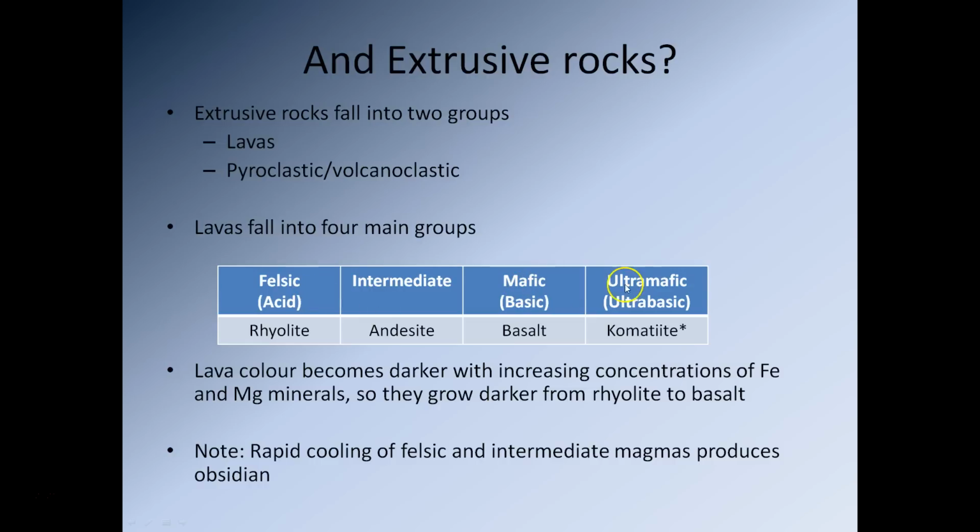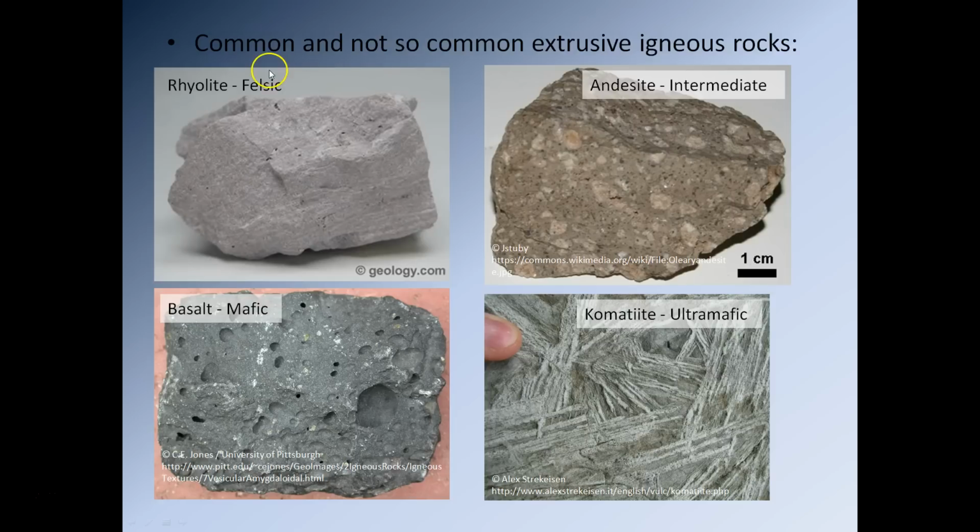In contrast, mafic and ultramafic magmas have a much lower volatile content, the eruptions are nowhere near as explosive, and as such the quantities of pyroclastic and volcanoclastic rocks associated with them are a lot lower. So common extrusive igneous rocks form from lava. Felsic magmas give you a rhyolite, intermediate magmas give you an andesite, mafic magmas give you a basalt, and ultramafic magmas give you a komatiite.